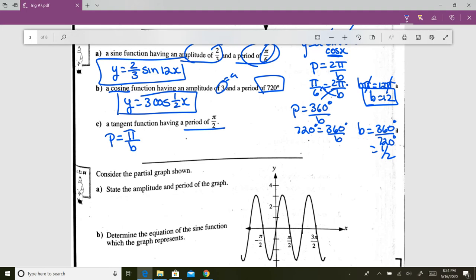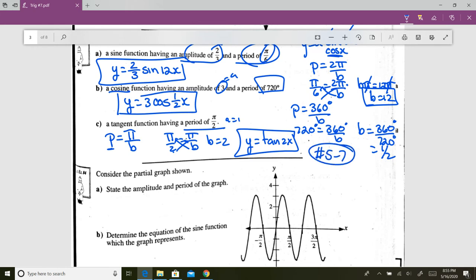So we just put pi over 2 for period. So I get pi over 2 is equal to pi over b. So what does b have to be? Well, if you don't see it right away, since pi is equal to pi, b has to be equal to 2. But you could multiply those up and then divide off the pi, and you would get b is equal to 2. So our formula is, if they don't say anything about the a value, just assume it's 1. Okay, so you can say a is equal to 1. So it's just tan 2x. That's it.